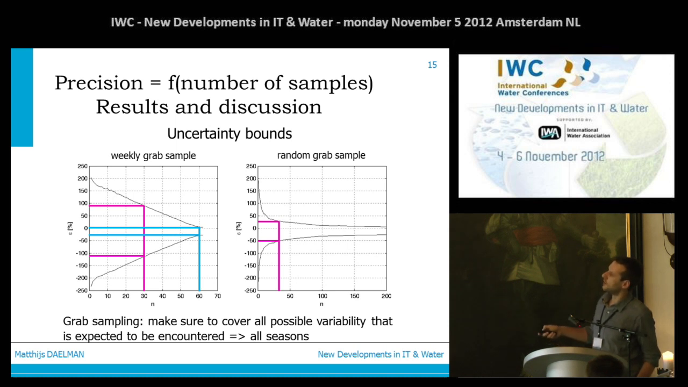Well, this is much higher for the weekly grab sampling campaign. So for a random grab sampling campaign, if you have limited resources for a limited number of samples, it's better to sample completely random than just to plan your samples in consecutive weeks. That's of course because if you have only 30 weeks, then you will not cover the entire variability that you will meet on the wastewater treatment plant.